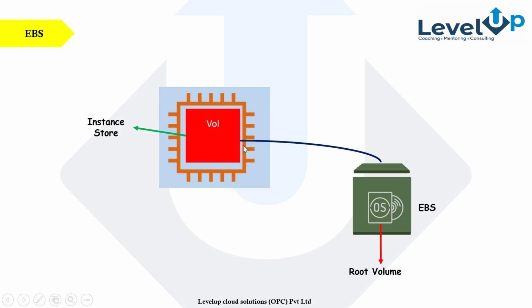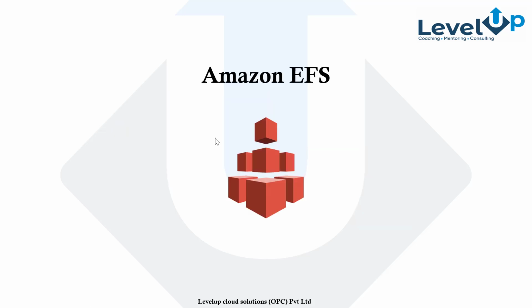So EBS is the elastic block storage. It is external to the instance, whereas an instance store means the volume is there inside the instance. That is the difference between an instance store and EBS.